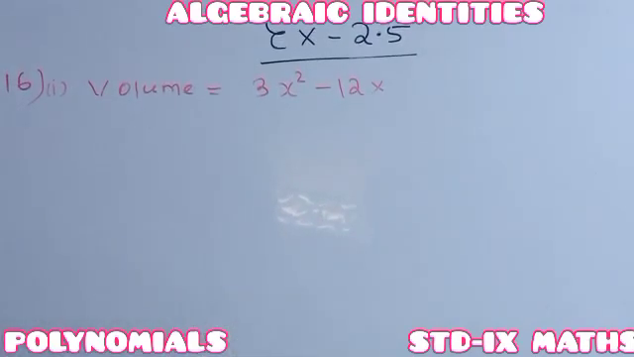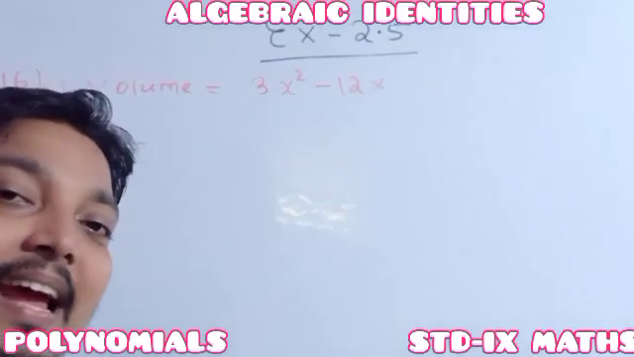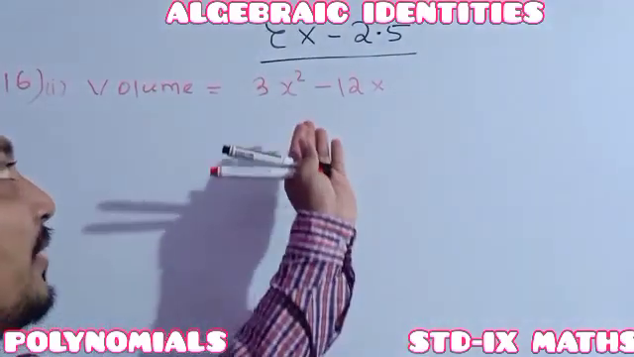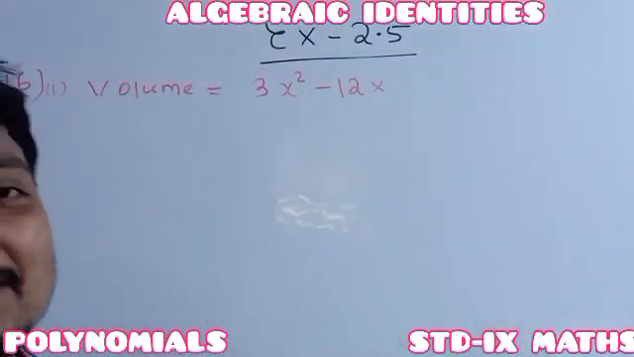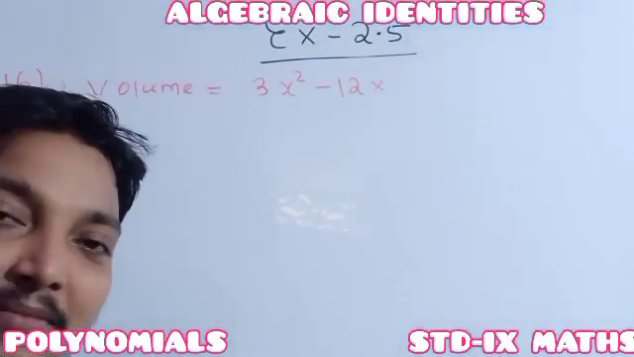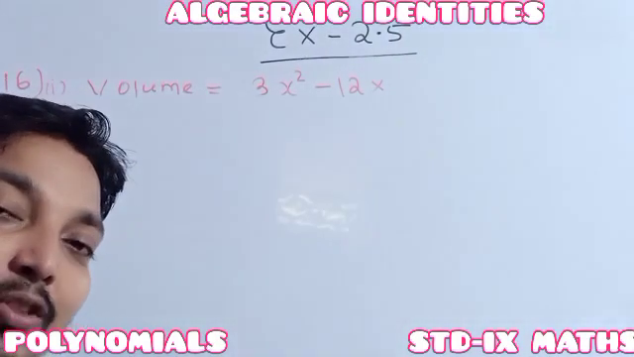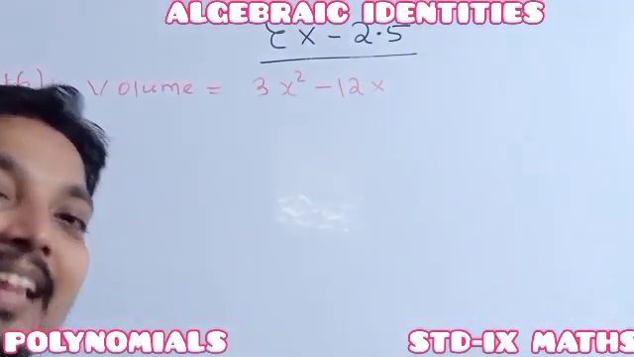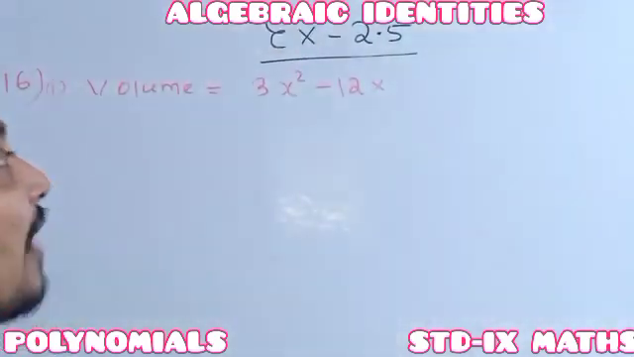So this one is the volume of the cuboid, and we are asked to find its dimensions. Dimensions means length into breadth into height. So we need to convert it into the factorization form. In the factorization form, the volume can be expressed as the product of the length into breadth into height. Okay, see how it can be factorized.